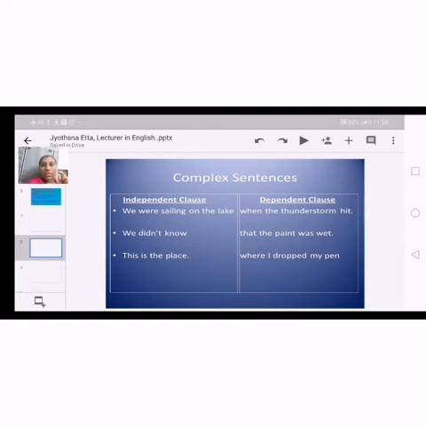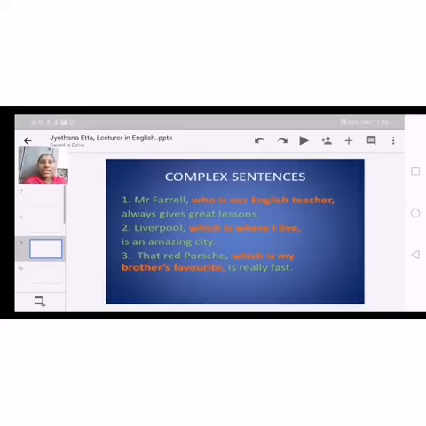Okay, so the situation. So we can combine these two to become a complex sentence. So one is an independent and the next one is a dependent sentence. Okay, so just here they have divided the two parts, independent and dependent. Okay, and next we'll move to the next examples.